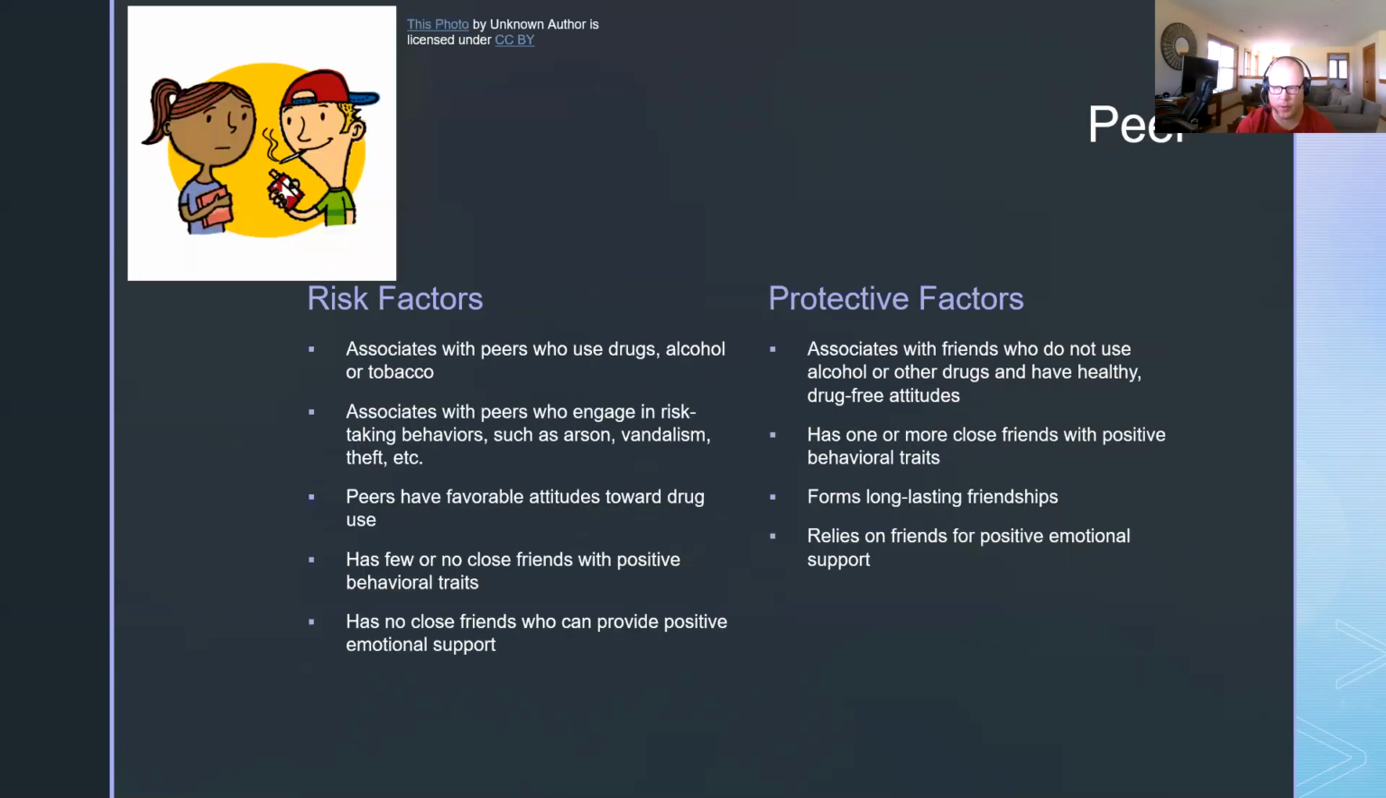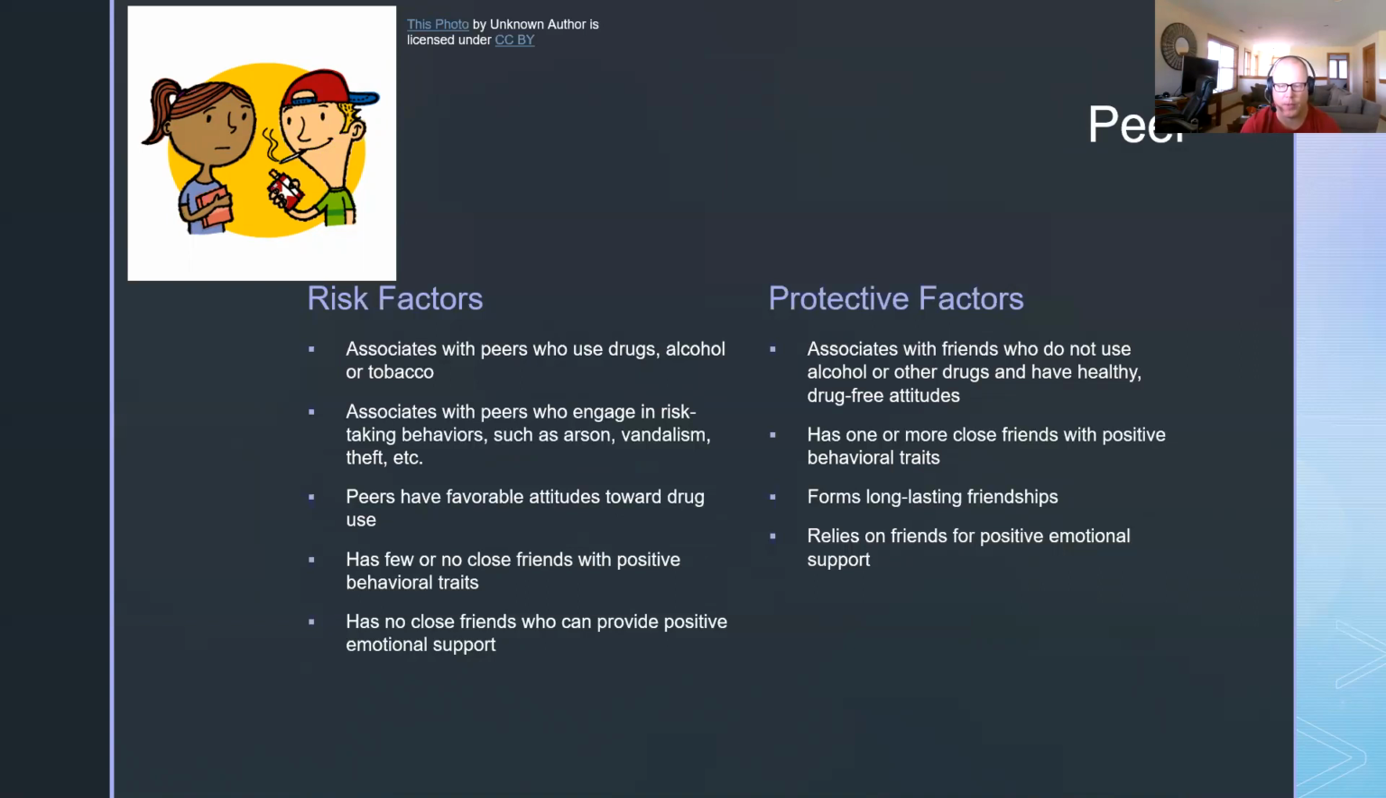Our peers, big influence on drugs and alcohol. Some risk factors: associates with peers who use drugs and alcohol or tobacco is going to increase your risk factor of using yourself. Associates with peers who engage in risk-taking behaviors such as arson, vandalism, theft, etc. Peers have favorable attitudes towards drug use, so hanging around people that feel that it's okay to use. Has few or no close friends with positive behavioral traits, and has no close friends who can provide positive emotional support.